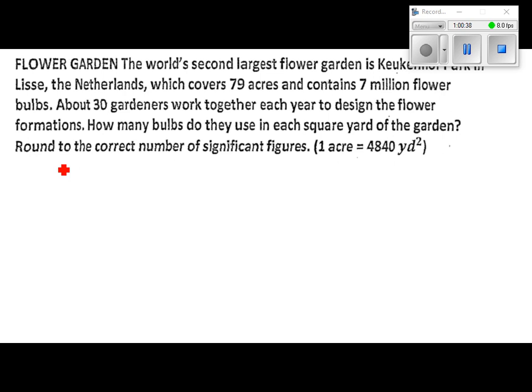About 30 gardeners work together each year to design the flower formations. How many bulbs do they use in each square yard? So that's what we're looking for, each square yard of the garden. Round to the correct number of significant figures. And I put this in here just to help you out because I figure most of you probably don't have a clue. 1 acre equals about 4,840 square yards.